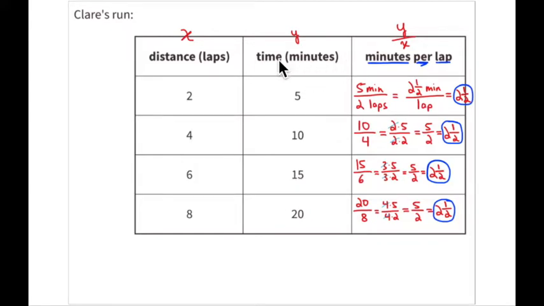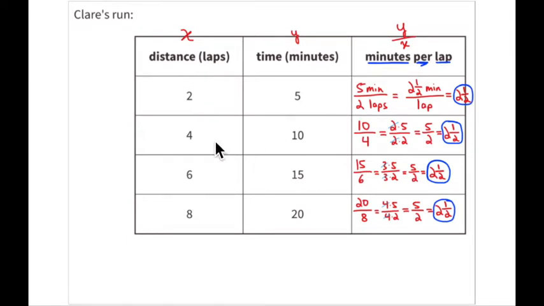Every time you take her number of minutes and you divide it by the number of laps, you get 5 halves, 5 minutes per 2 laps. That works out to be 2.5 minutes per lap. So the constant of proportionality in this case is 5 halves. You can write it as 2.5. It's better to leave these numbers as fractions, 5 halves. We'll get into that later.